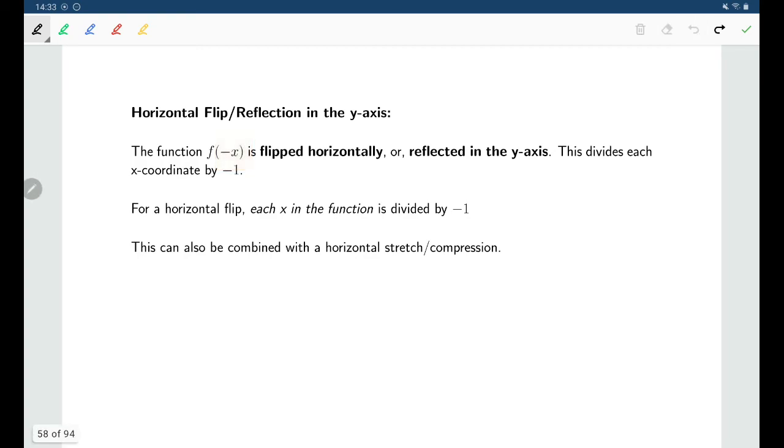Of course, same thing as before, you can do a reflection in the y-axis at the same time you're doing a horizontal stretch or a compression, because in this case you would be dividing every x by, in this case, -1, and that would be doing your flip. But if you had something like, for example, root of -2x, you would have a flip happening, and you would also be 2 times as narrow as the original function, and you would do both by dividing the x coordinates all by -2.